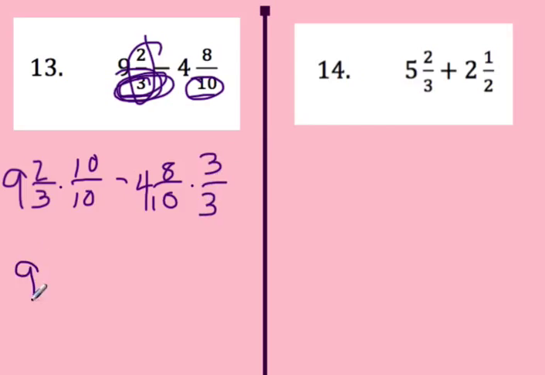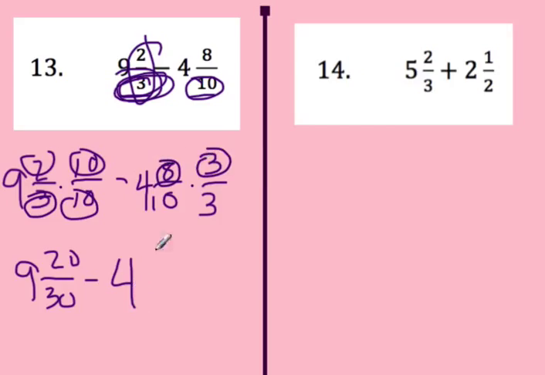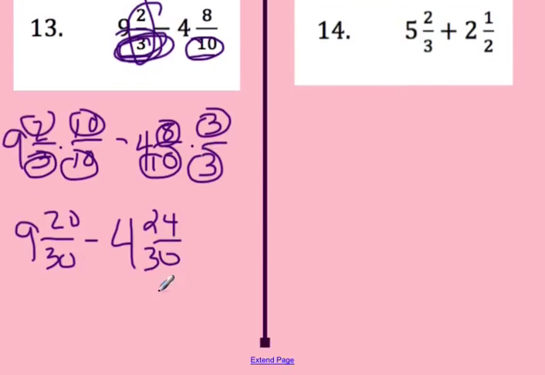So here I'm going to have 2 times 10, which is 20. On the bottom, 3 times 10, which is 30. And then I have 8 times 3, which is 24. 10, excuse me, times 3, which is 30. So then I'm ready to subtract these. So I have 9 minus 4. That's going to give me 5.